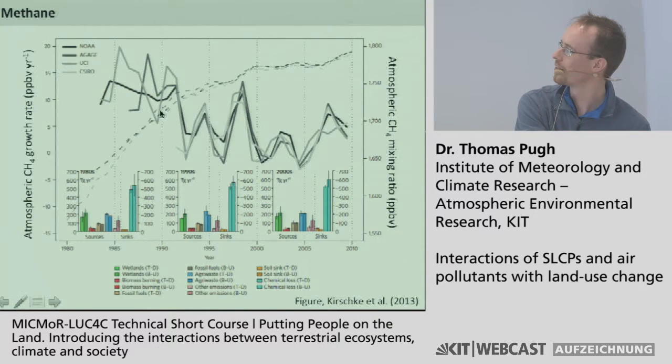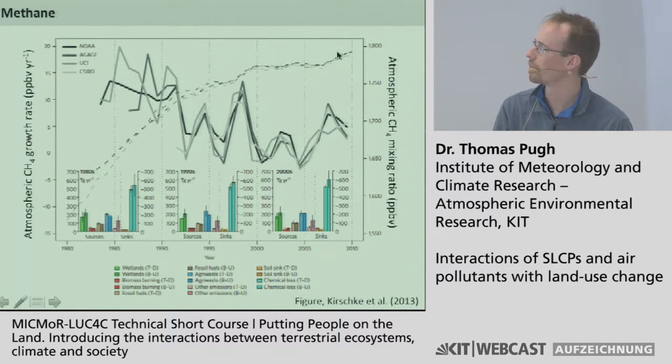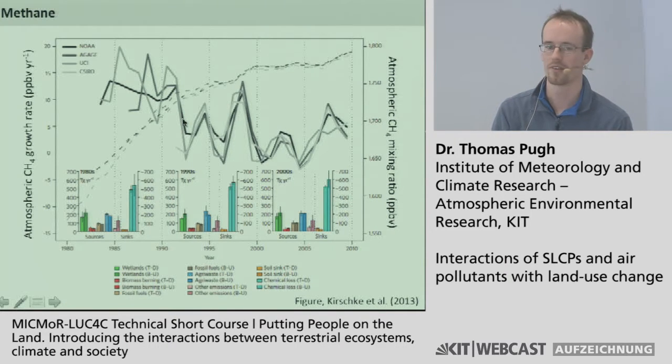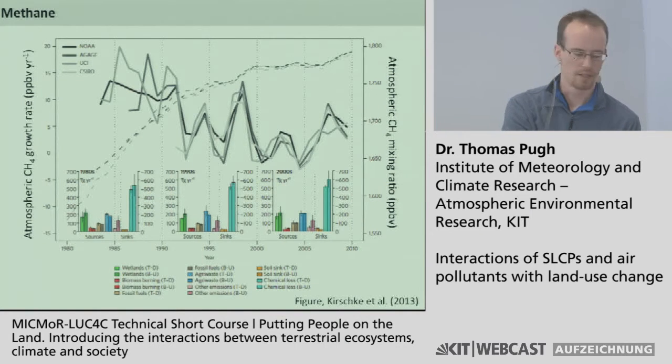This dashed line here is the increase in the atmospheric mixing ratio of methane since 1980. And the solid line shows the atmospheric growth rate per year. So you see the growth rate is growing. It's growing at a range of somewhere between 0 and 10 parts per billion per year. And these little bar graphs at the bottom show the balance between the sources and the sinks.